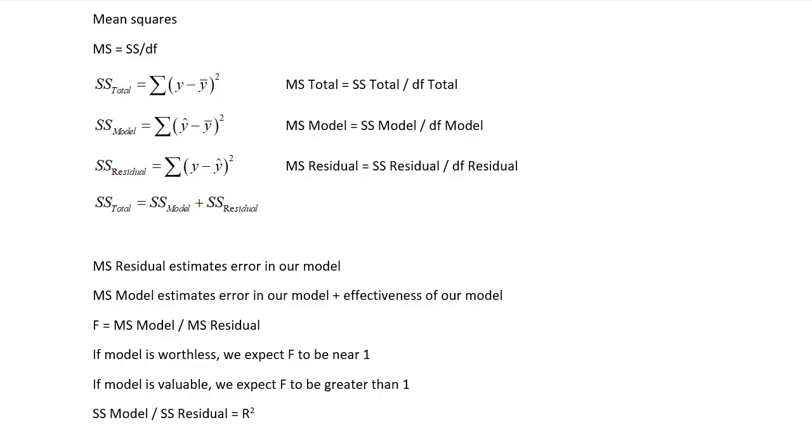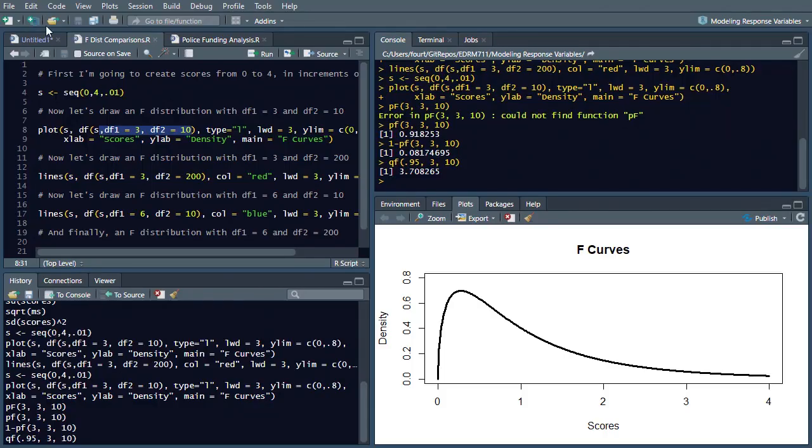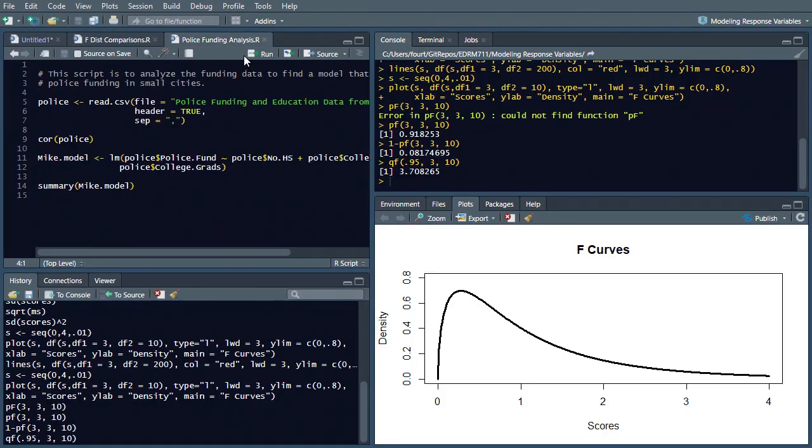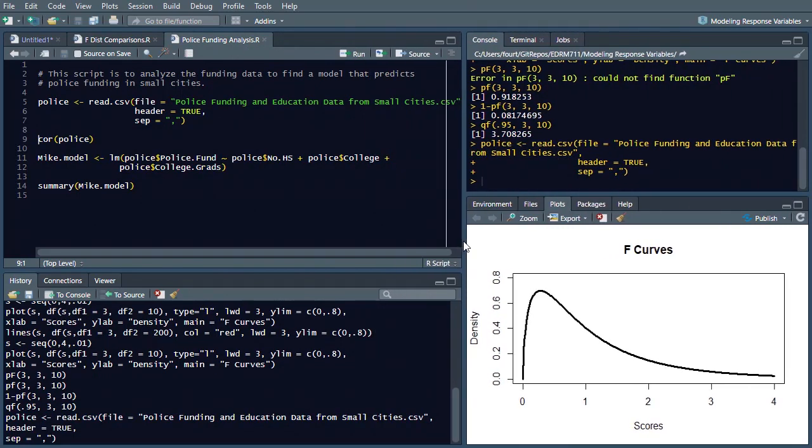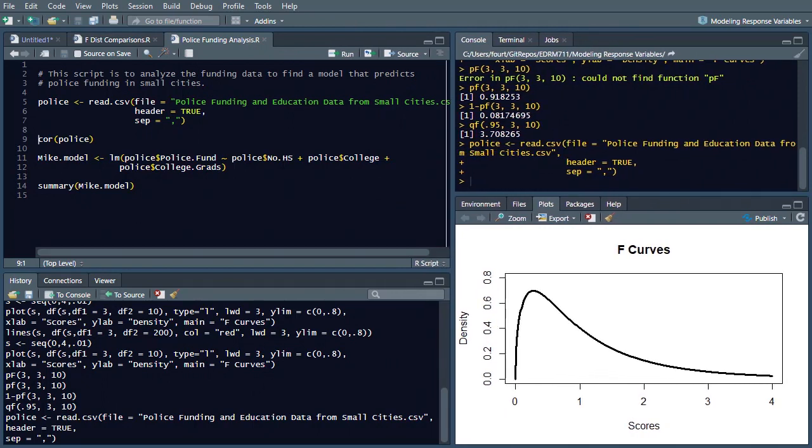So let's look at an example. I'm going to go ahead and take the police funding model that I ended up with. I think a lot of you did too. Just to review, it's the model with no high school, college, and college grads. And so let me go ahead and get the summary of that particular model.